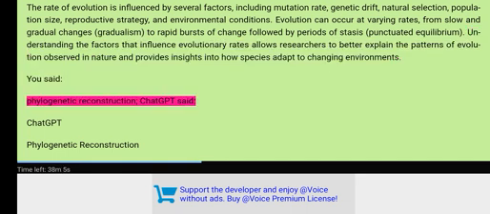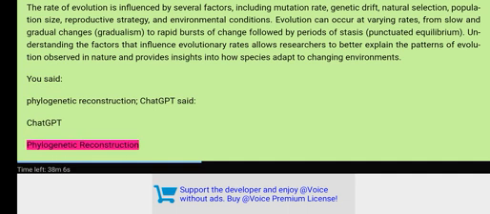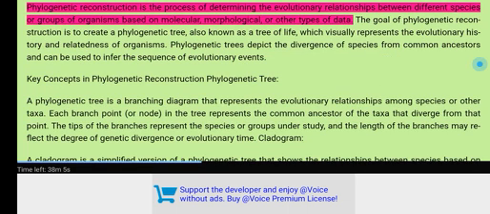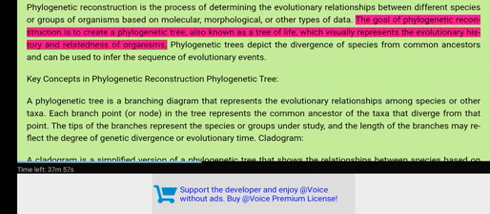Phylogenetic reconstruction. Phylogenetic reconstruction is the process of determining the evolutionary relationships between different species or groups of organisms based on molecular, morphological, or other types of data. The goal of phylogenetic reconstruction is to create a phylogenetic tree, also known as a tree of life, which visually represents the evolutionary history and relatedness of organisms.